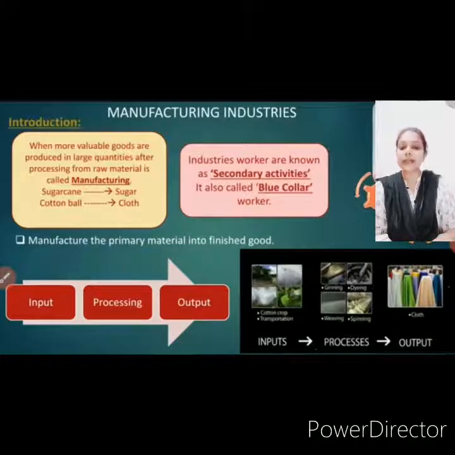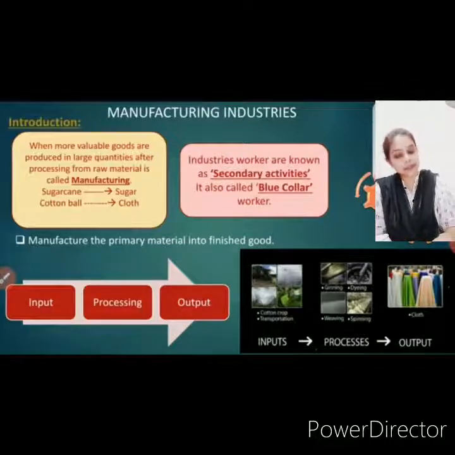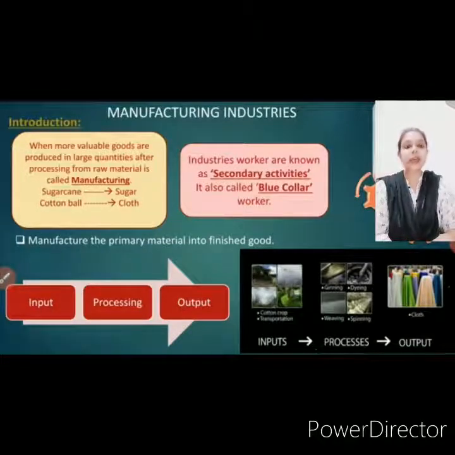These manufacturing industries fall in secondary activities. They are called the secondary sector. Why? Because they are dependent on the primary activities. Like agriculture, it is known as the primary activity, and these industries are based on the primary activities. That is why it is known as the secondary sector.